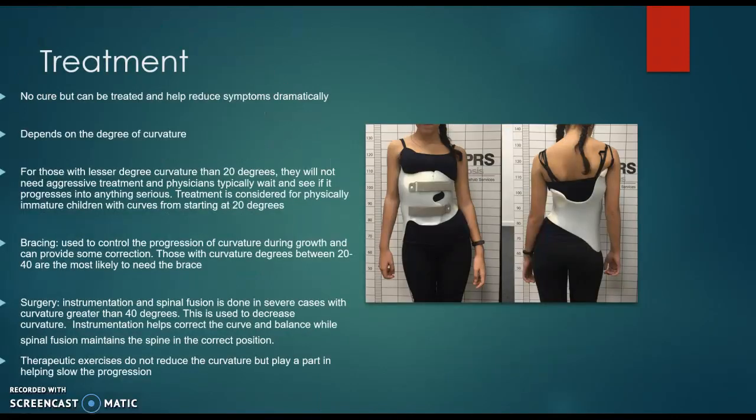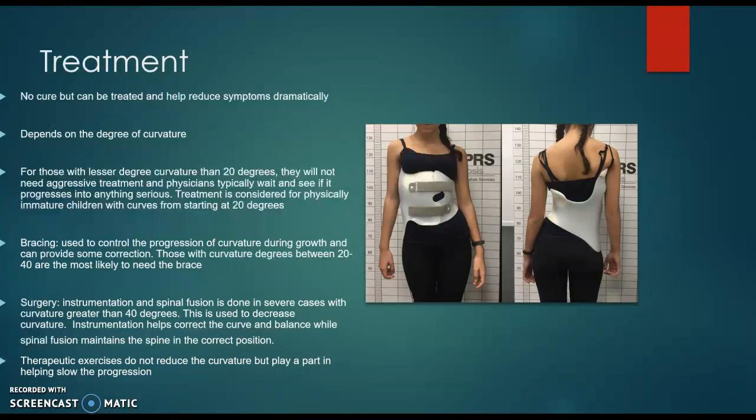Treatment. There is no cure for scoliosis, but it can be treated and help reduce symptoms dramatically, and it depends on the degree of the curvature. For those with lesser degree curvatures than 20 degrees, they will not need aggressive treatment, and physicians will typically wait and see if it progresses into anything more serious. Treatment is considered for physically immature children with curves starting at 20 degrees.